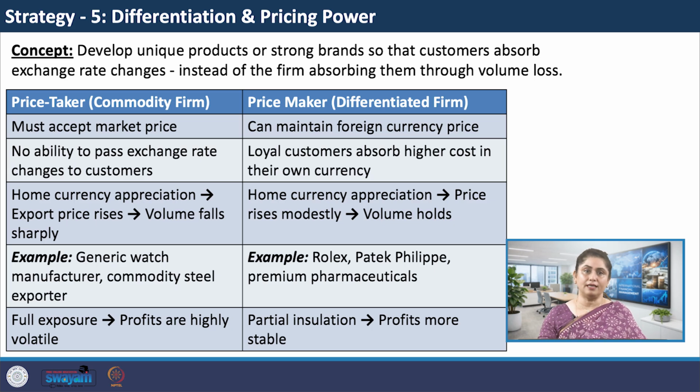The one on the left sells a commodity like wheat, steel, or crude oil. When its home currency strengthens, its goods automatically become more expensive for foreign buyers. And here is the problem: those buyers don't care. They'll simply switch to an identical product from another country that is now cheaper.